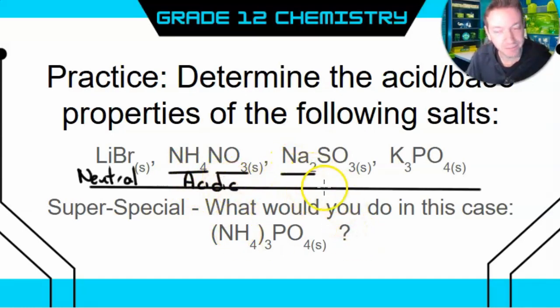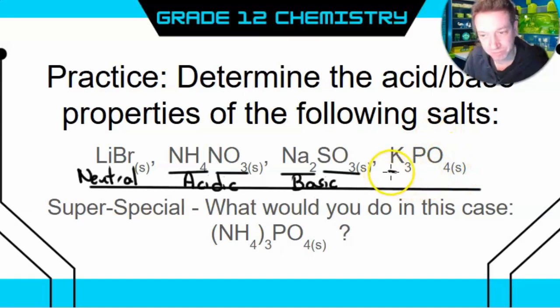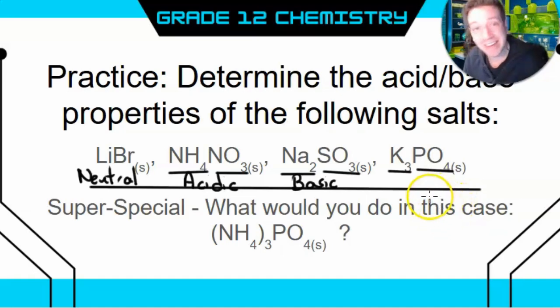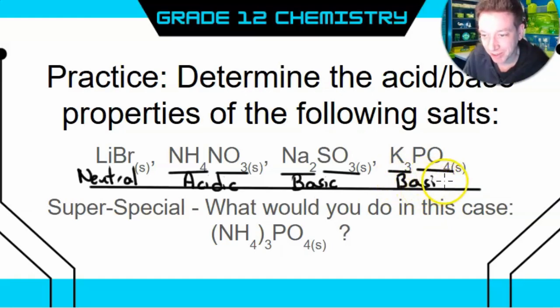Sodium, no effect. However, sulfate is the anion of a weak acid, and so is going to have a stronger conjugate base, which is going to make our solution basic. And potassium, no effect. Phosphate is going to be the anion of a weak acid, and therefore has a strong conjugate base, producing a basic solution. Okay, so those are examples when you have a strong cation and a weak anion, or vice versa, or they're both strong, meaning neutral.